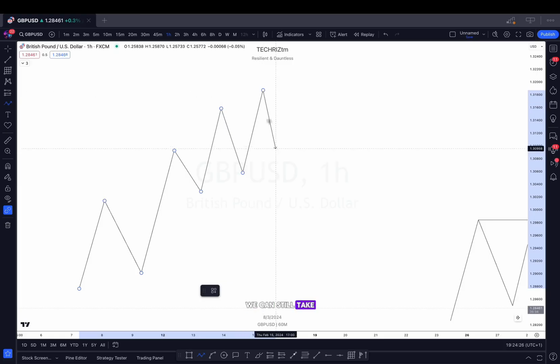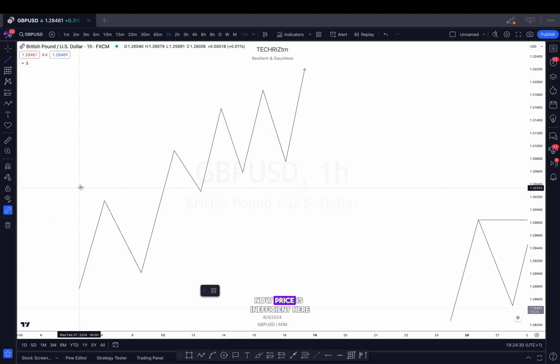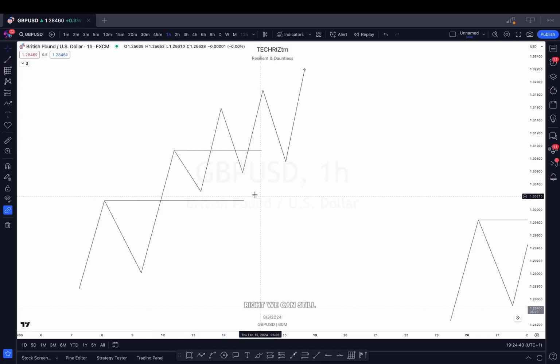We can still take our trades from here, right? Why do I say so? Our price is inefficient here, but it doesn't change anything. Now price became efficient in this particular one. We can still take our trades from where the efficient zone is, ignoring what has happened below. Probably in the future price will come back to rebalance it, but we can still take our trades here because price turned efficient again, not regarding what happened below. Do you get what I said?